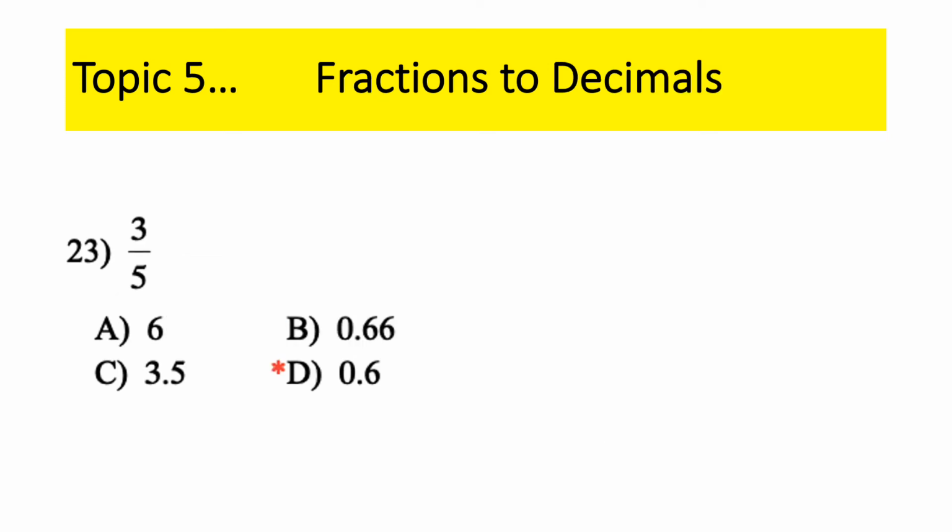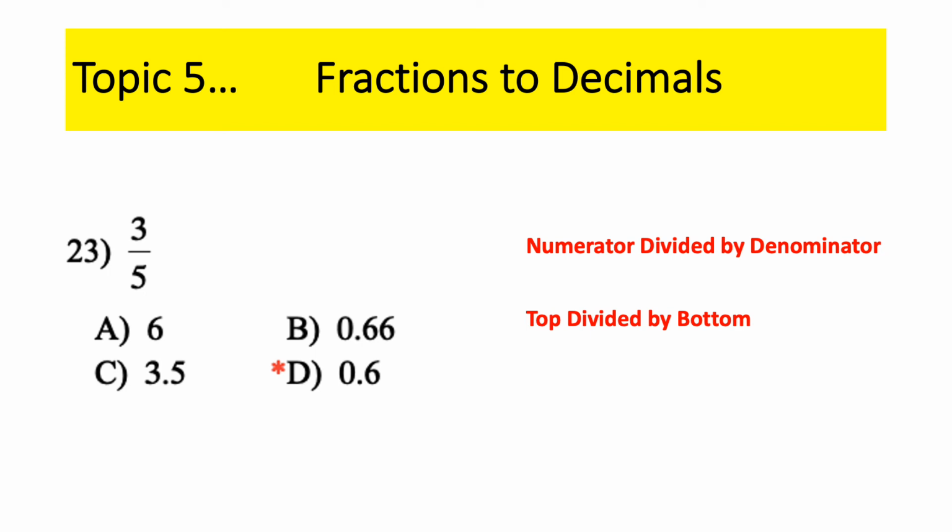Topic number 5. All right, here we go. These are probably ones that you're going to want to make sure you have on a solid, good resource card for those that can't remember these things. How do you change a fraction to a decimal? You divide the numerator by the denominator. That means top divided by bottom.